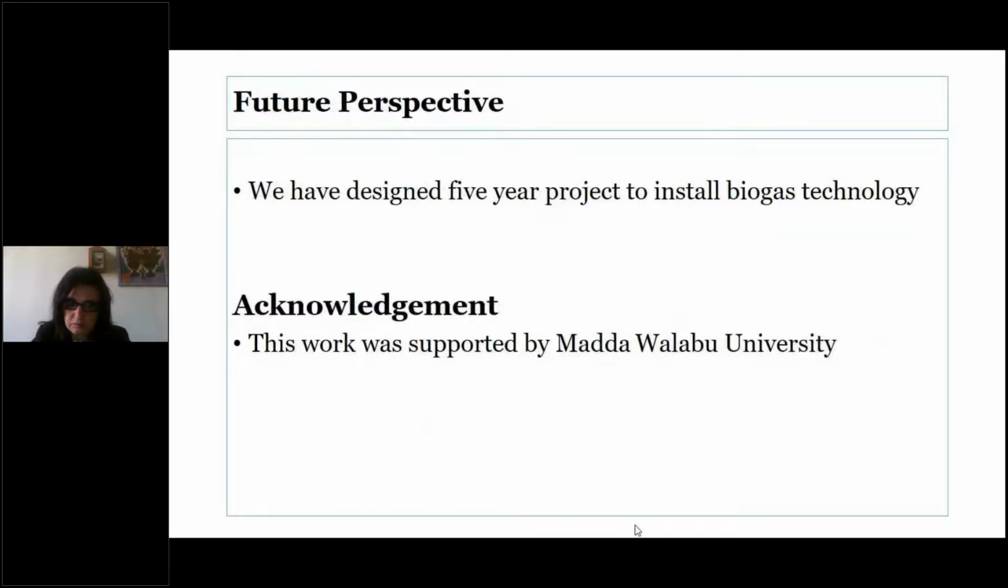The future perspective here is we have designed a 5-year project plan in order to install biogas technology in Shashamane city and also in 4 additional towns around Madawalabu University Research Catchment Area.